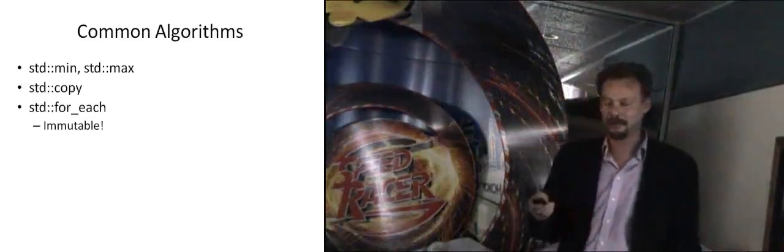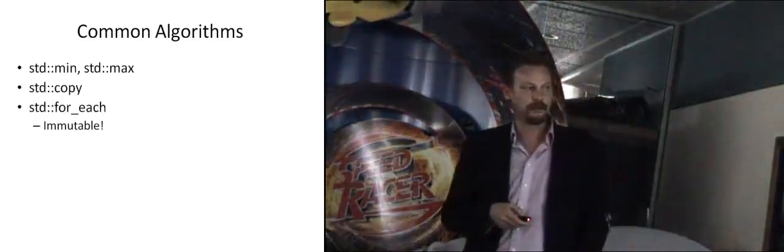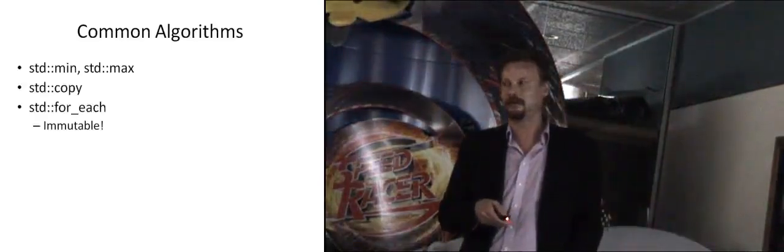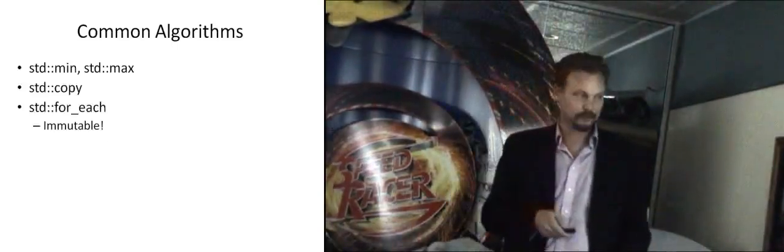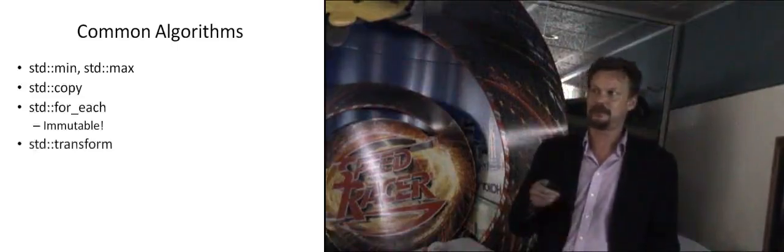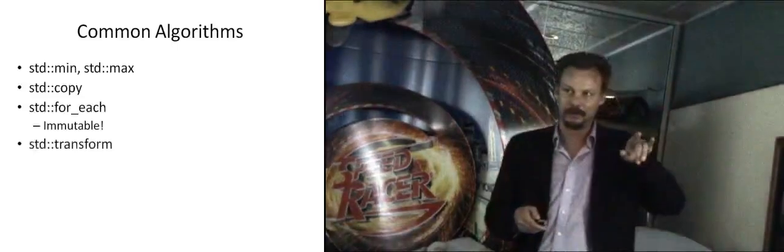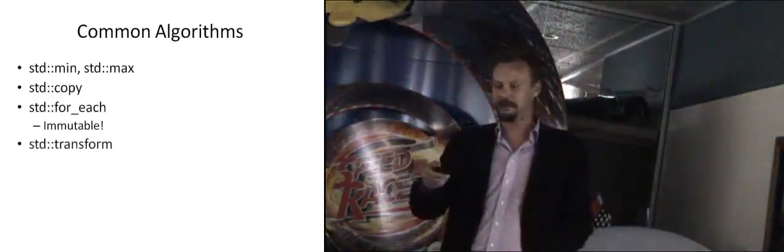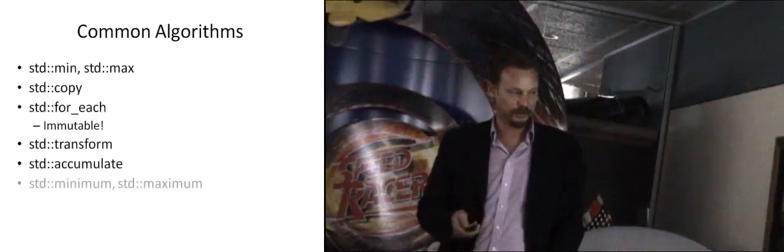But the standard is that when you use for_each, you go for_each begin, end, do this. What it does shouldn't change what it's referring to. For that, you should use transform, which transforms a range to an output given the function.